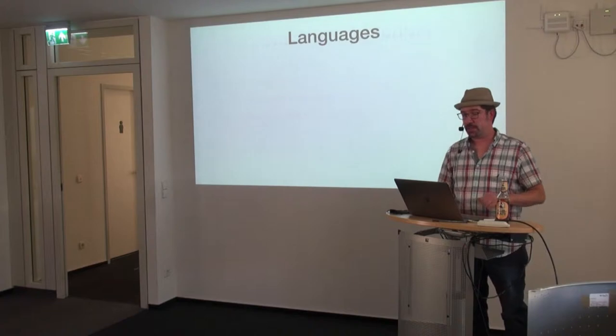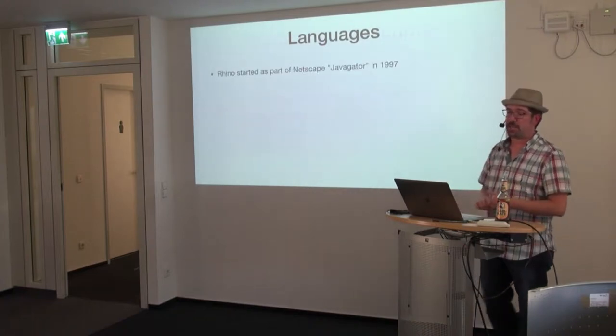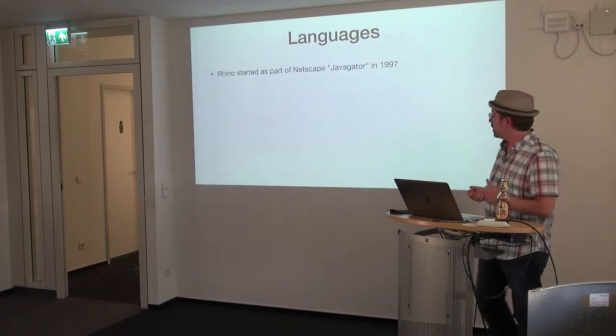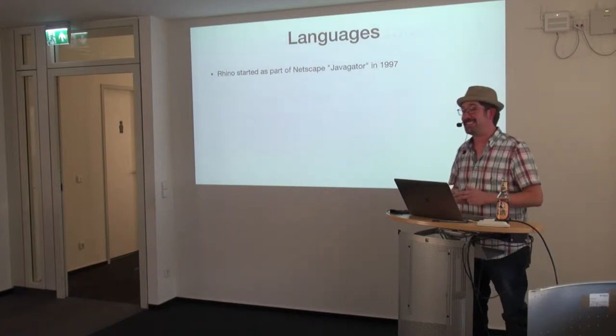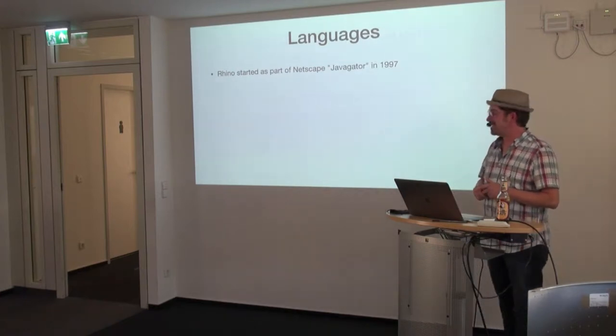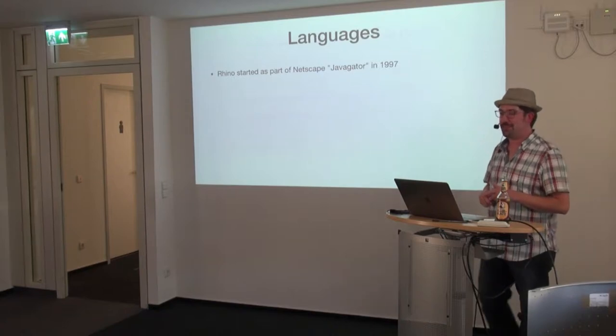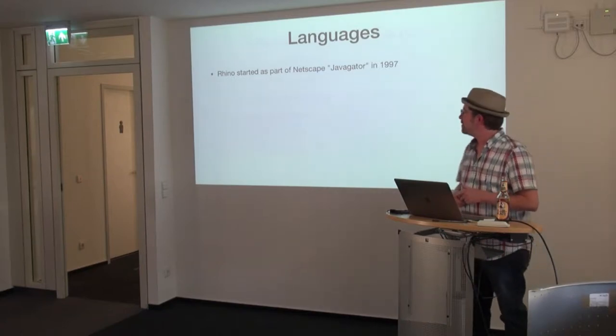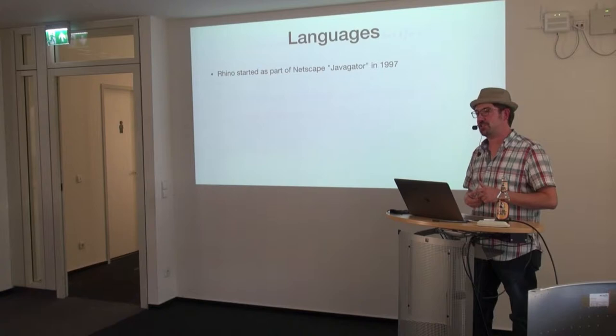All right. So other languages. I mentioned Rhino being part of the Netscape JavaGator project. They actually did this. They had Netscape Navigator. They thought, hey, this Java thing, we wouldn't have to build it for every platform, right? Well, of course, this was before a JIT. This was before Swing.